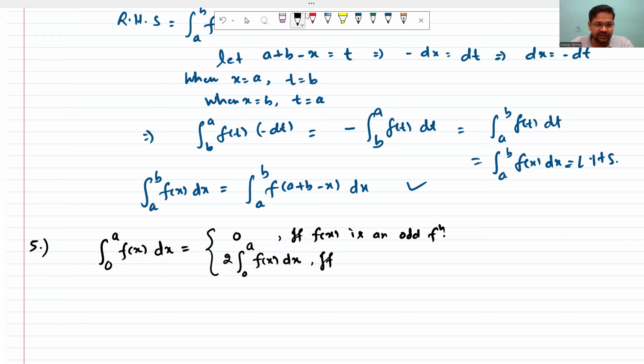This is minus a. So if the integral from minus a to a of f(x) dx is equal to, it will be 0 if f(x) is odd, and it is 2 times the integral from 0 to a of f(x) dx if f(x) is an even function.